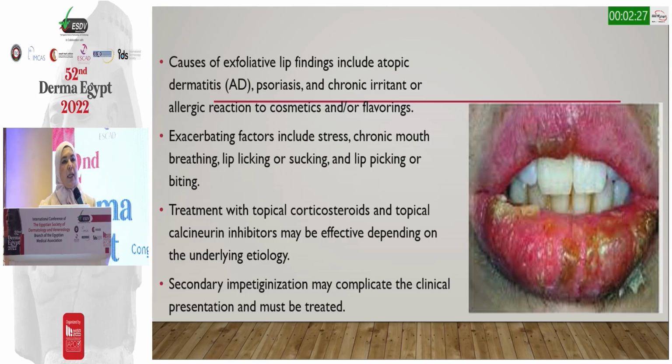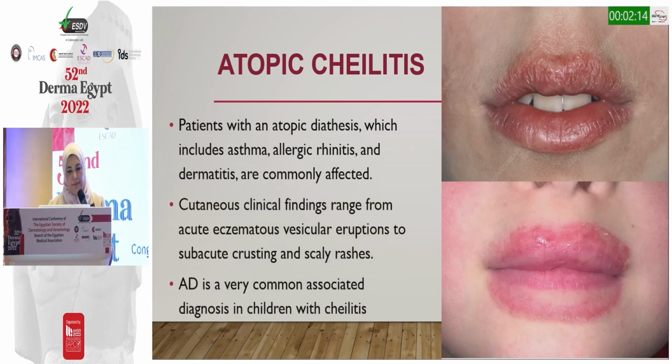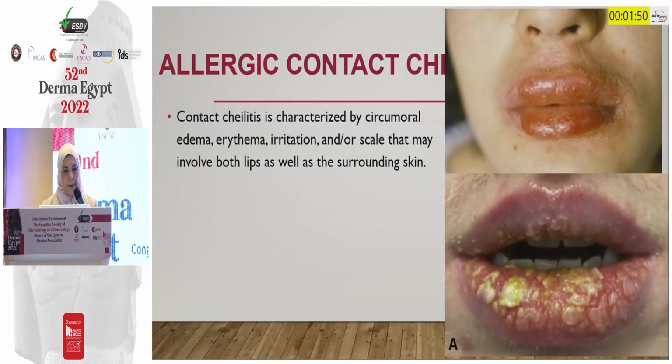مقصود هنا ان بيجيني lesions simulate impetigo, بيحصل معاها secondary infection. Atopic cheilitis: patients with an atopic diathesis, which includes asthma, allergic rhinitis, and dermatitis, are commonly affected. Cutaneous clinical findings range from acute eczematous vesicular eruptions to subacute crusting and scaly rashes. Atopic dermatitis is a very common associated diagnosis in children with cheilitis. يبقى أي طفل عنده cheilitis لازم ال first possibility بتكون atopic dermatitis, بعد كده ممكن أحط lip licking.